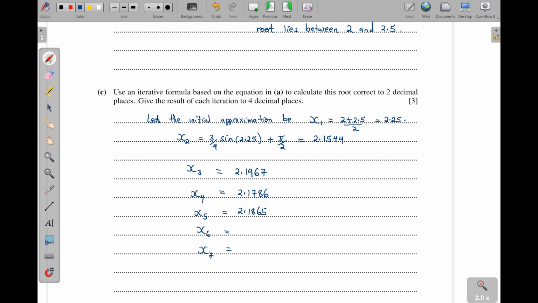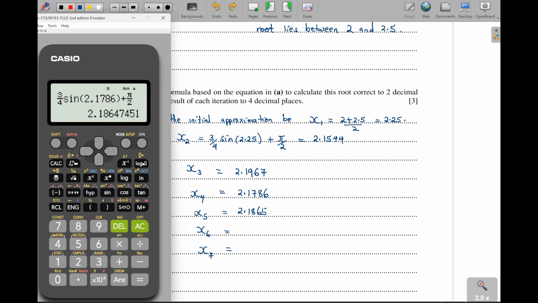Now, when do you know that you're supposed to stop? You must get 3 values that are rounding to the same figure, correct to 2 decimal places. This one here will give me 2.20. This one here will give me 2.18. This one here is 2.19. You see that? Now that means I have to proceed.